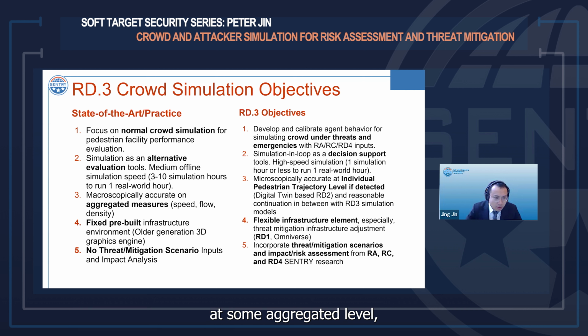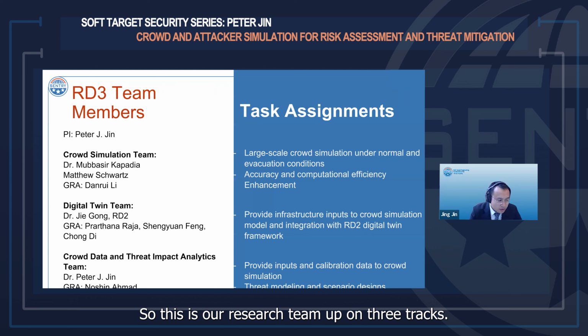at the aggregated level, mostly speed, flow, density, queue length. But what we are trying to accomplish here, together with the digital twin in RD2, is to potentially achieve individual pedestrian trajectory level accuracy. And with the help of RD1, we can potentially make some of the infrastructure elements more flexible and dynamic. We're also leveraging some of the study related to sensing line of sight simulation to actually simulate the threats coming from, for example, shooter scenarios, the line of sight and visual coverage area from shooters and potential safety patrol.